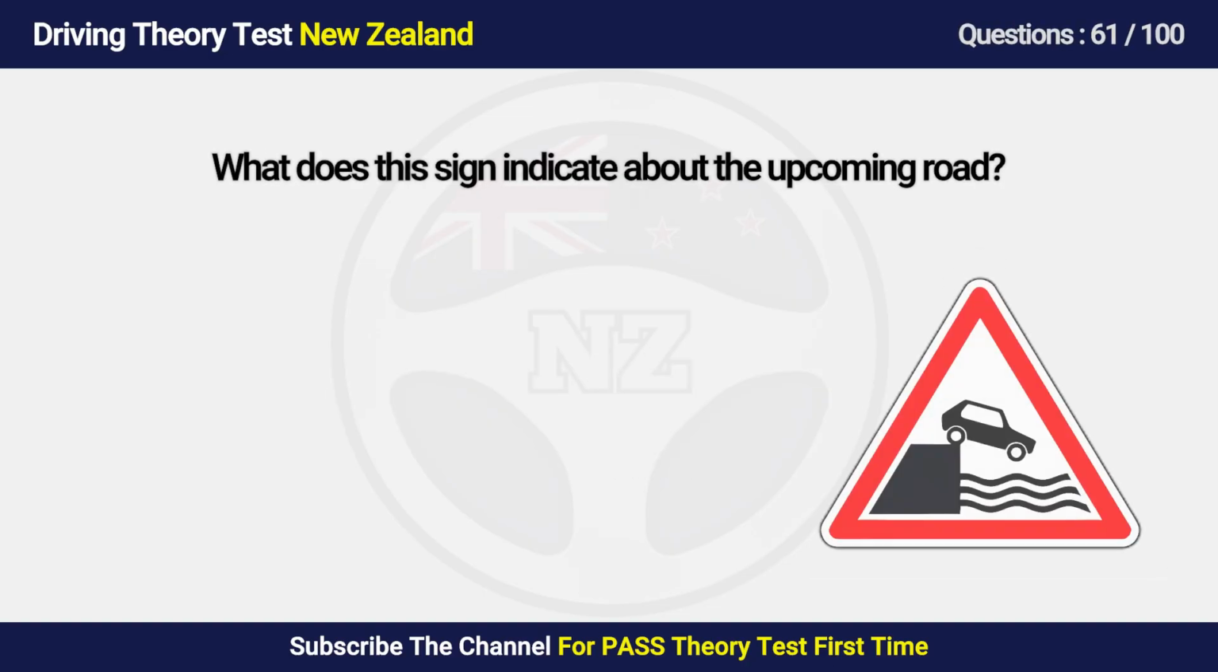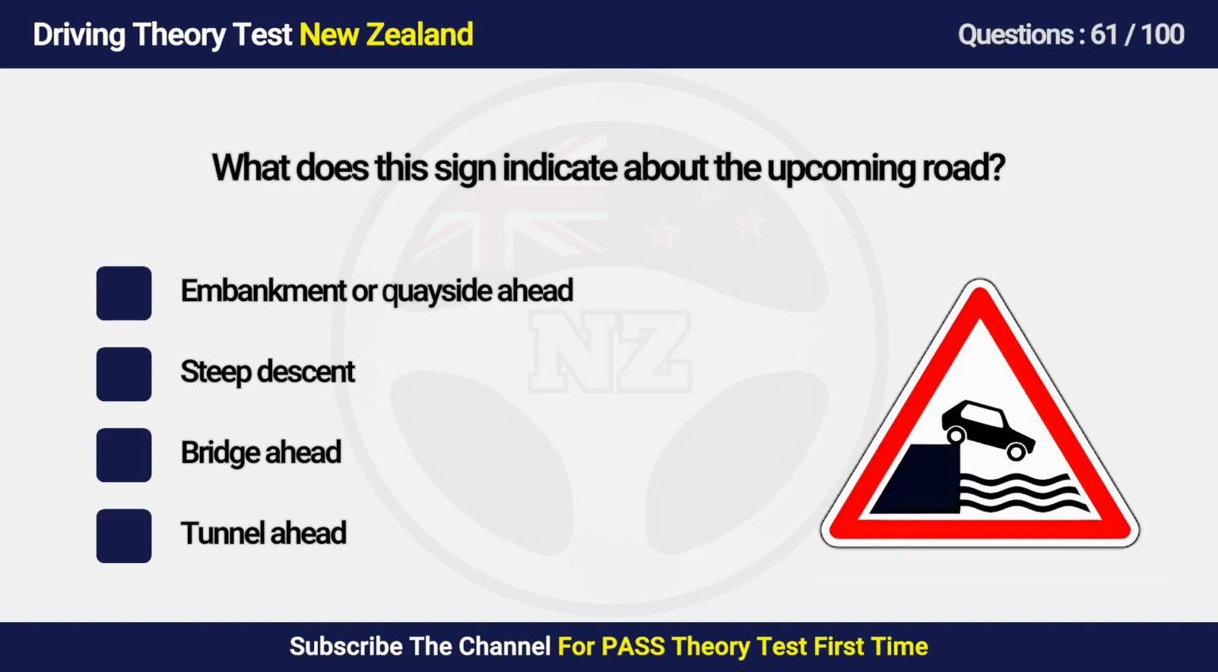Question 61. What does this sign indicate about the upcoming road? A. Embankment or quayside ahead. B. Steep descent. C. Bridge ahead. D. Tunnel ahead.